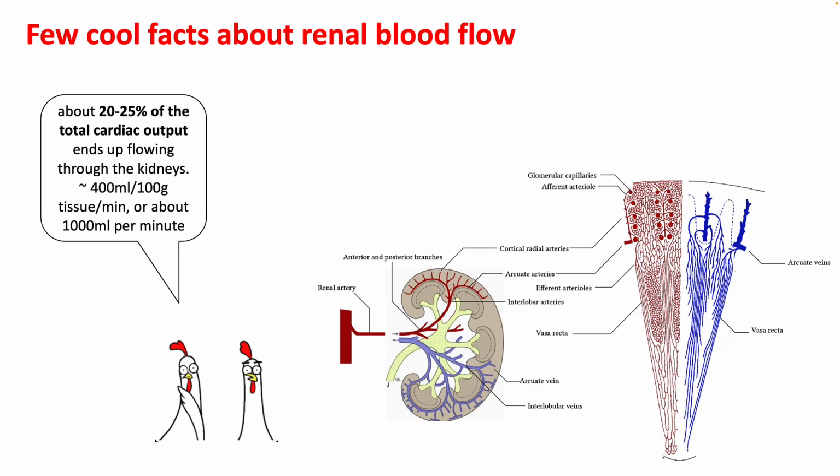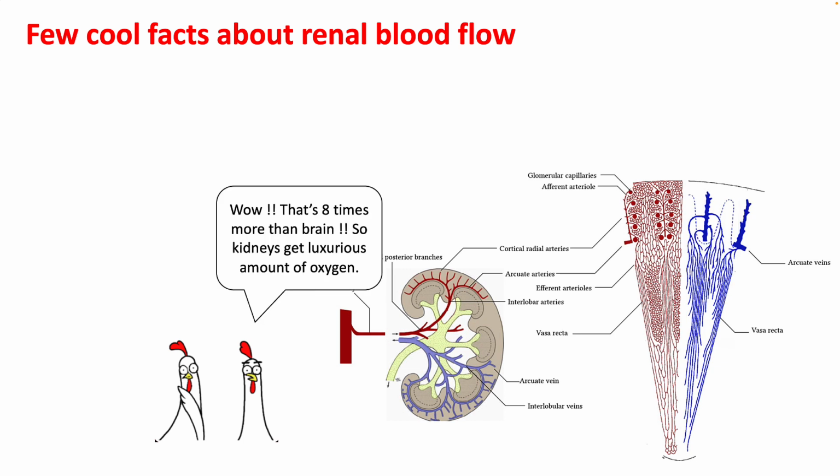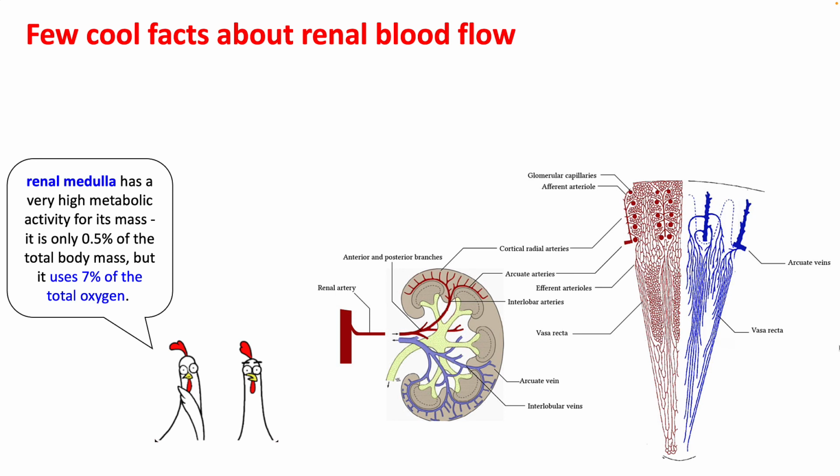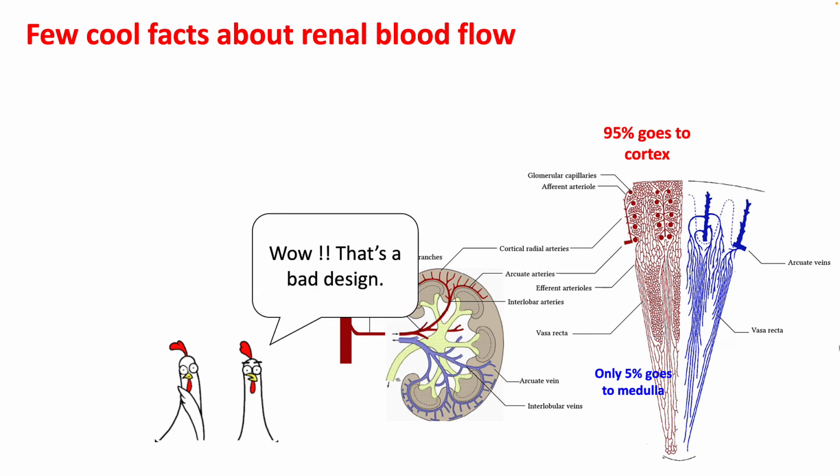Kidneys receive around 20 to 25% of the total cardiac output, which is around 8 times more than the brain per 100 grams of tissue. Renal medulla has very high metabolic activity for its mass. It consists of only 0.5% of the total body mass, but uses around 7% of total oxygen. However, around 95% of the blood flow that goes to the kidneys goes to the cortex, and only 5% ends up in the medulla.